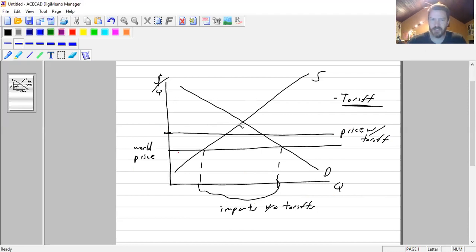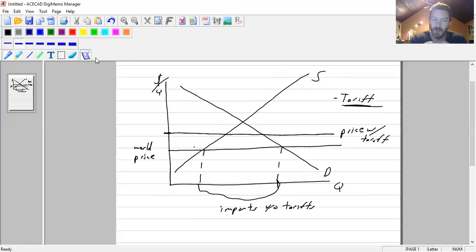Everything here before, I should have done that in a different color, but oh well, was just what we showed in the previous figure. We have the world price, we have the imports, but then when we levy a tax on imports, a tariff on imports, the price that we face in this country just rises by the amount of that tax.